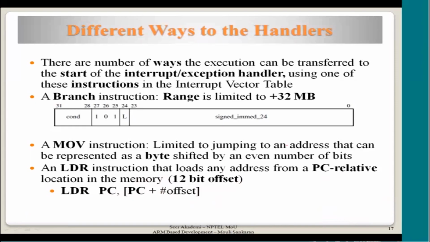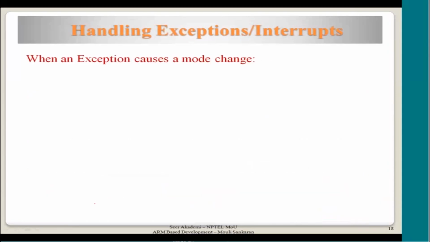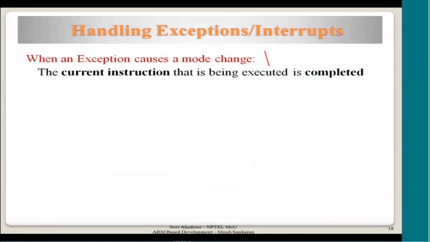Please remember, these are the instructions which can be used to transfer the control from the vector table to the handler. That's what I am trying to say here. Very good. Now what all things does the processor do when it is handling the exception?